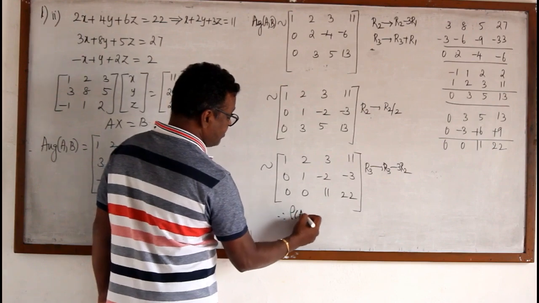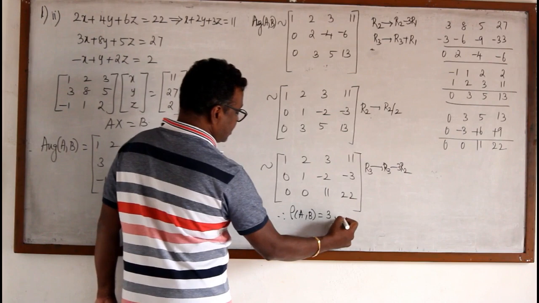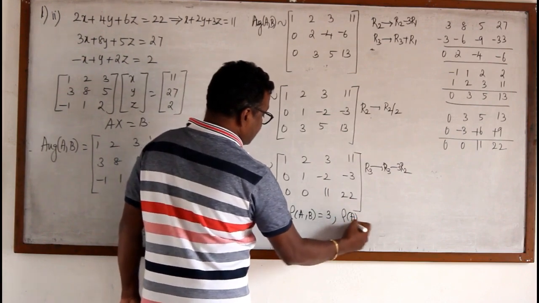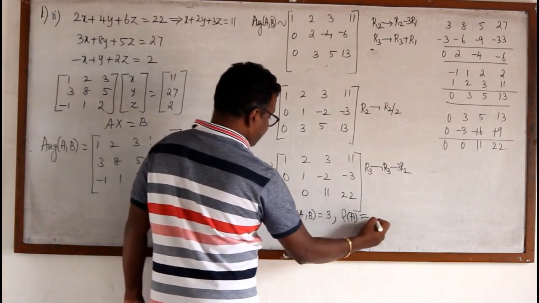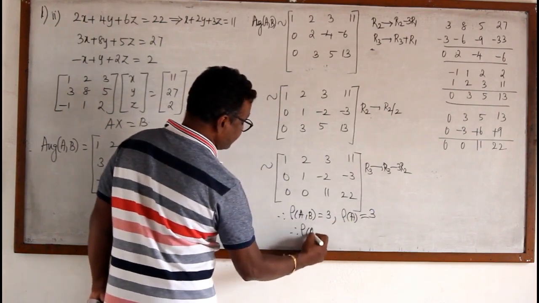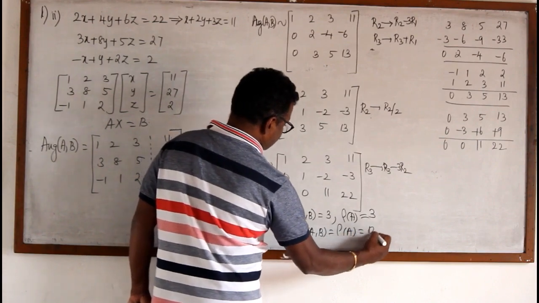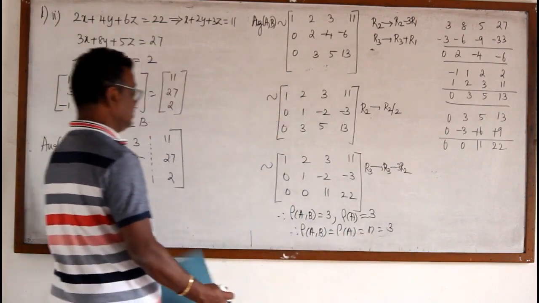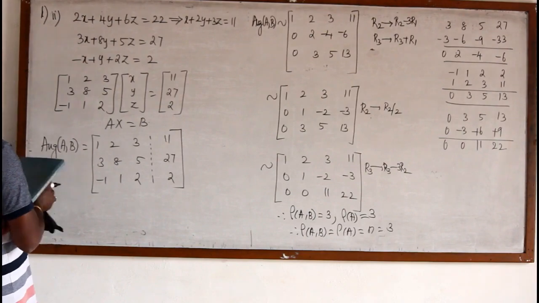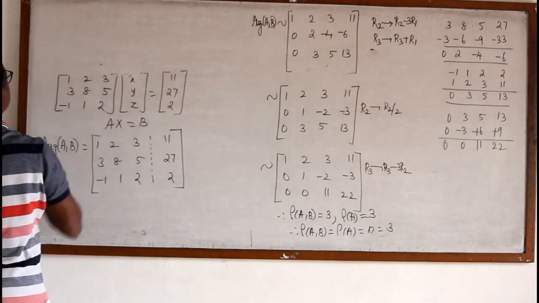So rank of AB equal to 3. When I hide this fourth column, that is column A, 1, 2, 3, that gives me rank of A, that is also 3. Therefore, rank of AB equal to rank of A equal to n, all are equal to 3. In that case, I can say system is consistent and has unique solution.